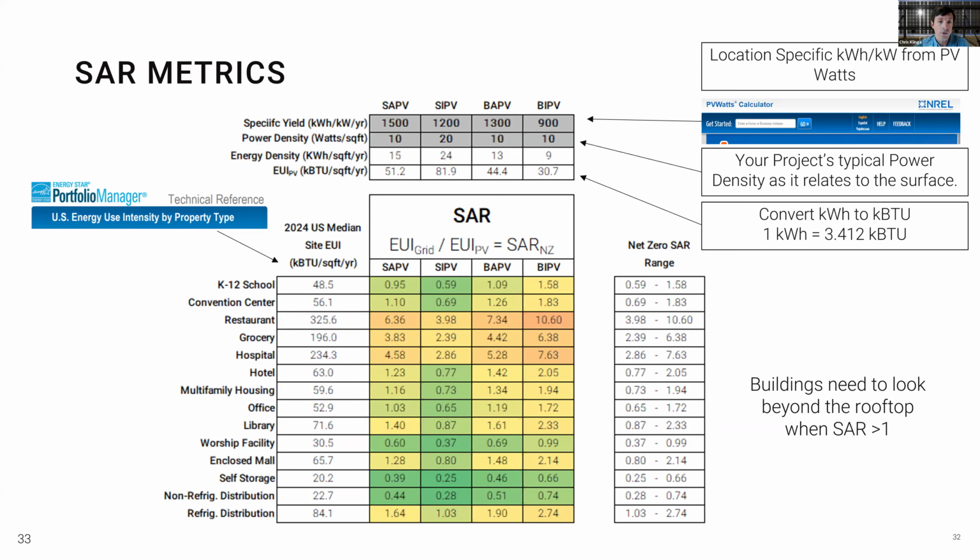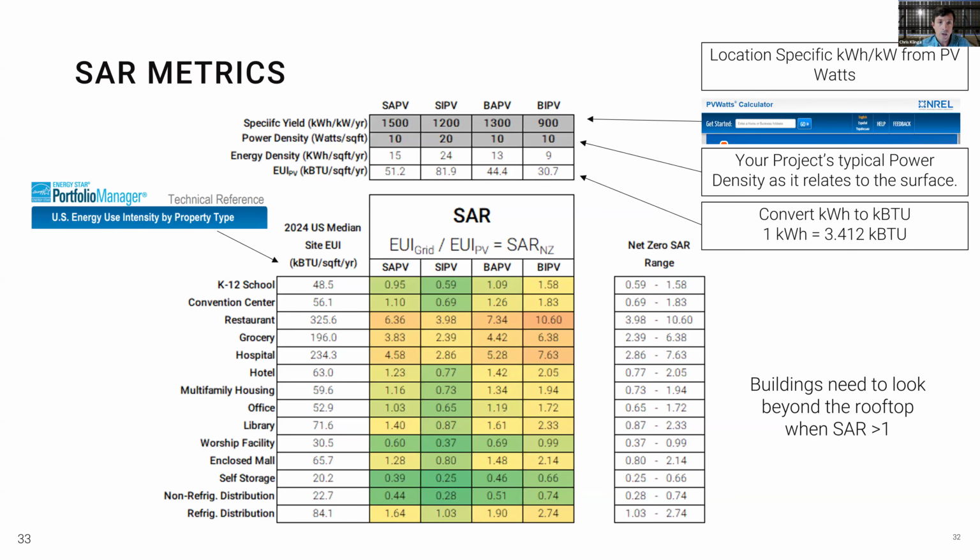So we use 1,200 as a conservative figure. And then on the BAPV side of things, we assumed a 10-degree tilt facing south, which typically yields around 1,300 kilowatt hours per kilowatt in the middle of the country. And then vertical BIPV applications may see values closer to 900 kilowatt hours per kilowatt.